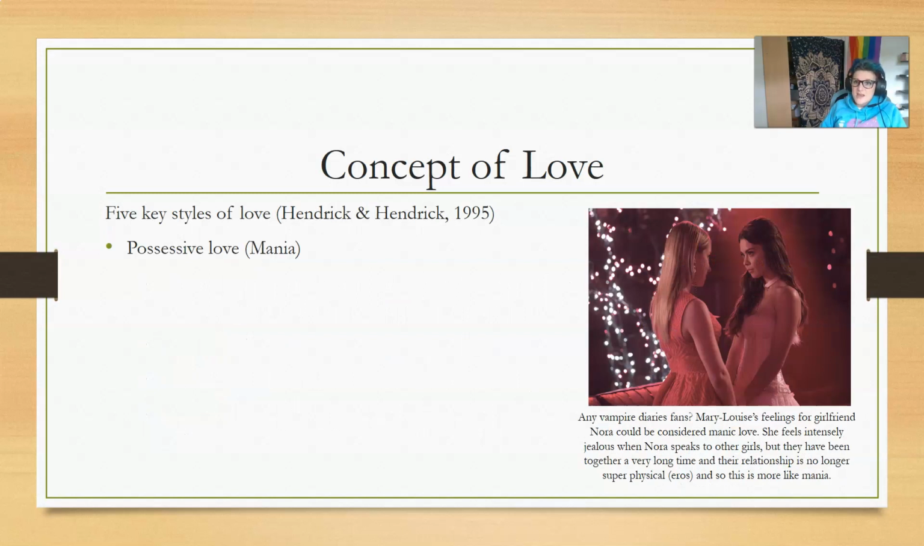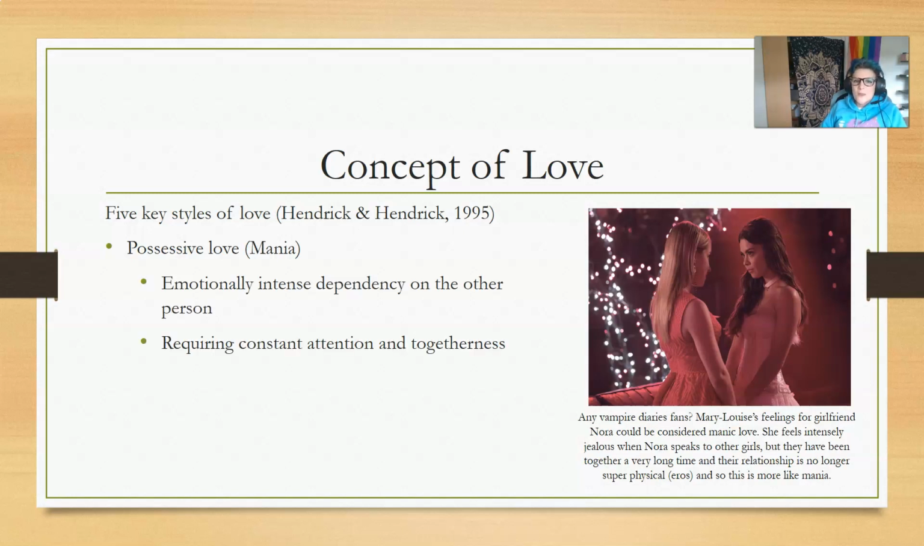Then we have possessive love, mania. So this is the kind of love that you might want to avoid. This is an emotionally intense dependency on the other person, requiring constant attention and togetherness, and is characterized by feelings of jealousy, obsession, and anxiety. These relationships, again, don't last particularly long. They're very emotionally draining, and it's better to find a deeper kind of connection where you can build a trust.